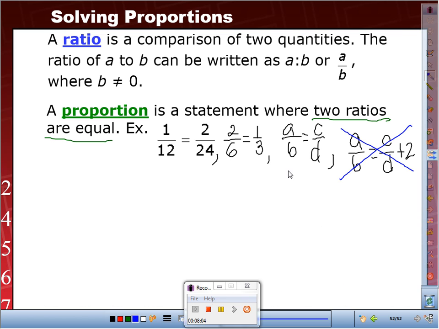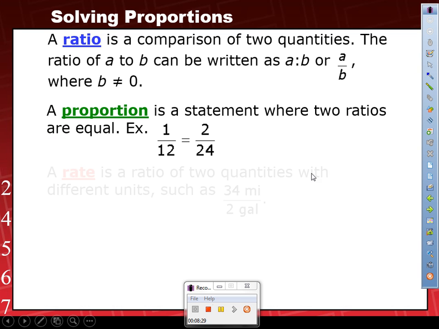Okay, what did the definition say? Two ratios that are equal. Here's a ratio equal to another ratio. Is this a ratio equal to another ratio? No, this one has plus 2. As soon as you add something to one of the fractions, it's no longer a ratio. So therefore this is no longer a proportion. Are we there so far? Okay, let's move on. Next term.